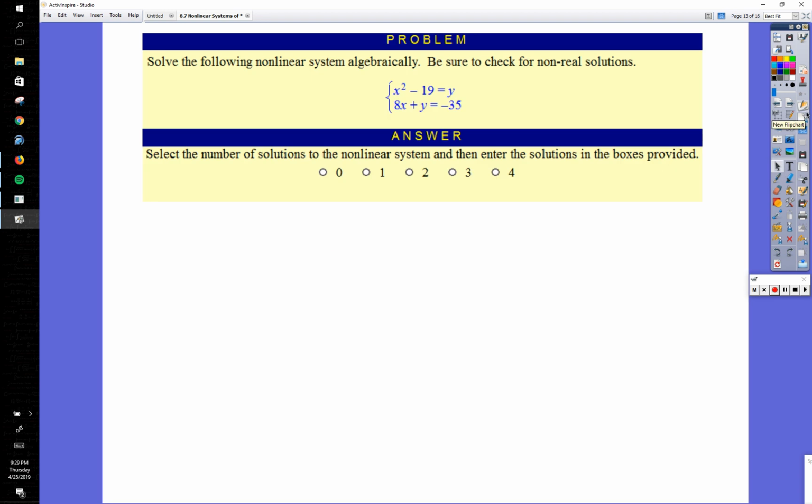Okay, let's look at just a few examples here, and we'll call it good. And so we're looking at this first one here. It says solve the following nonlinear system algebraically. So we're looking for a substitution. And this one's set up really nice because look, y is by itself right here. So I could take the x squared minus 19 and just substitute in for that y into the second equation. So let's do that.